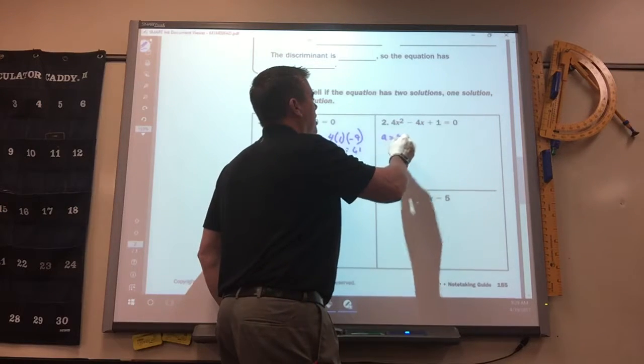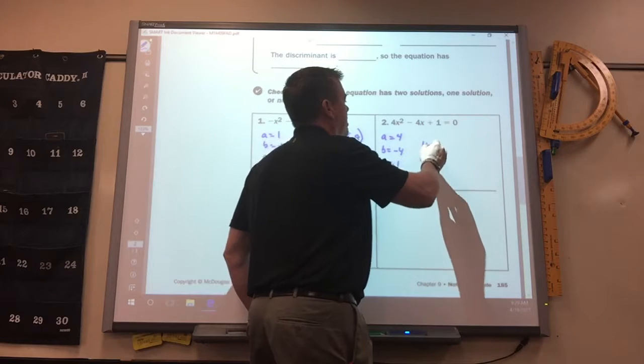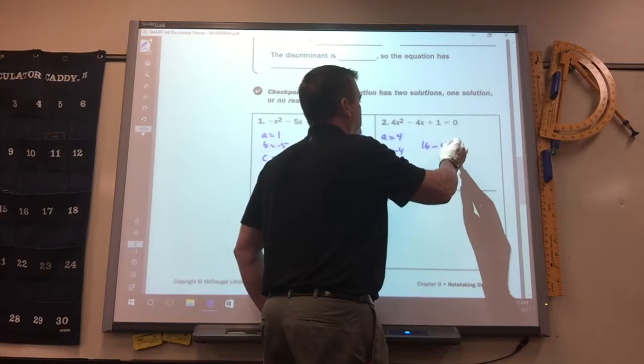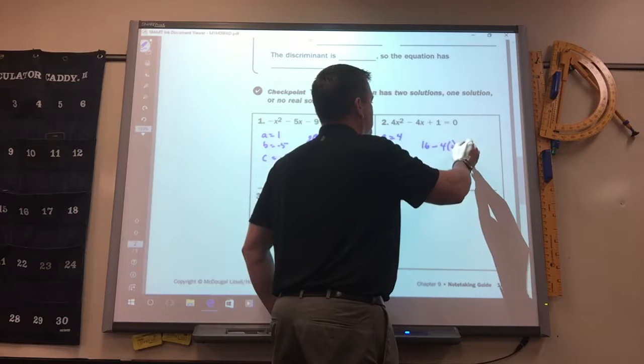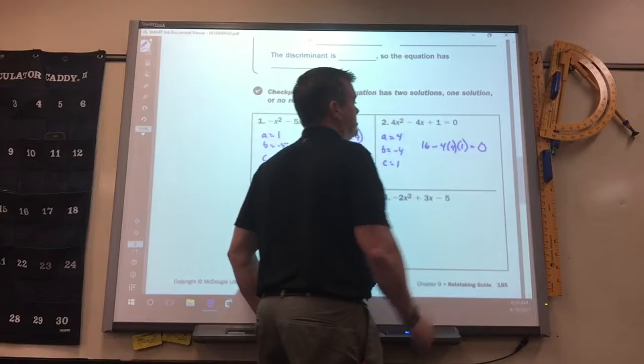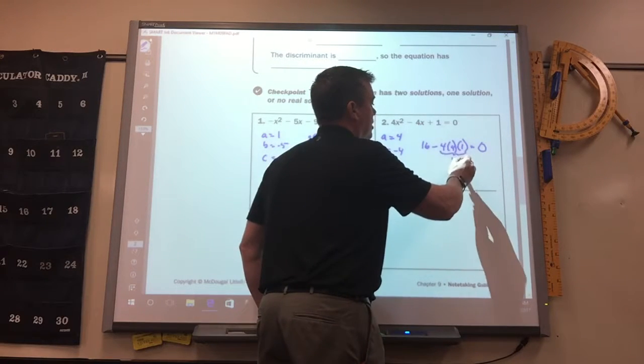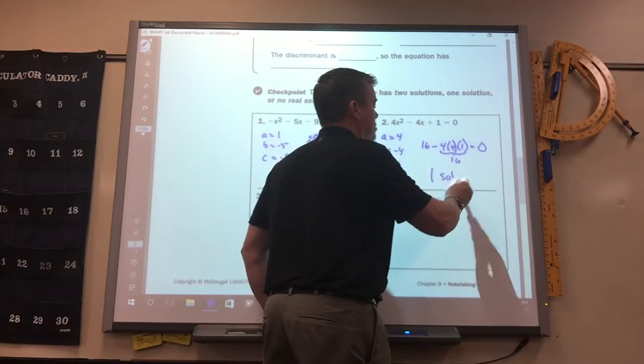Here, a is 4, b is negative 4, c is 1. So b squared minus 4 times a times c is 0. 16 minus 16. So that has just one solution.